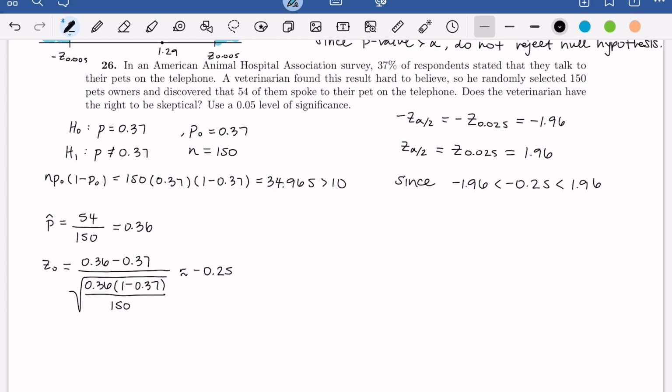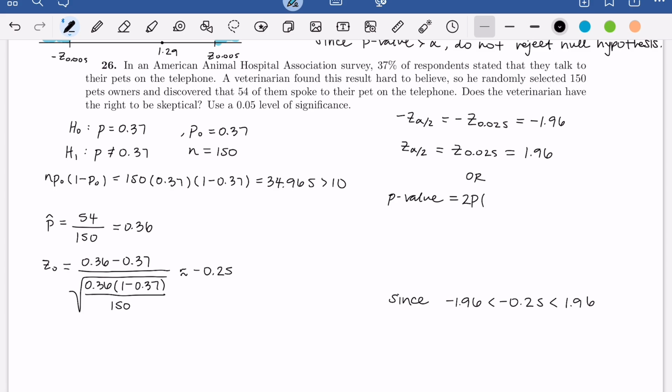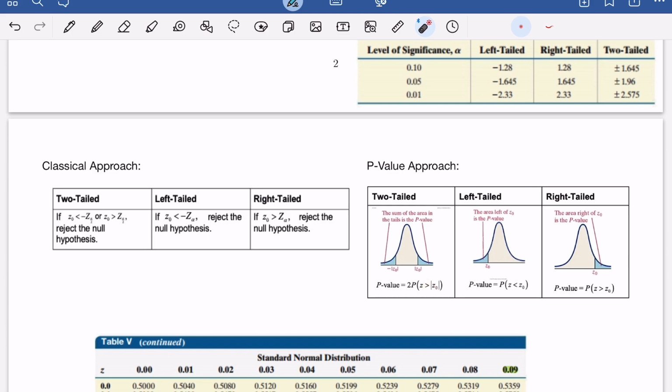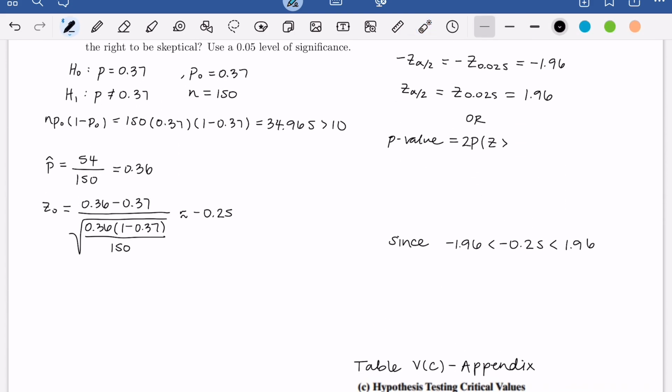We also want to use our p-value approach, however. So what we're going to do is write that underneath this. So for our p-value approach, we know that we're going to need to take 2 times the probability that this guy is going to be greater than our test statistic value. So greater than the absolute value of our test statistic, which was negative 0.25. Okay. Now, since we're looking at the absolute value, this is going to be the same thing as this here.